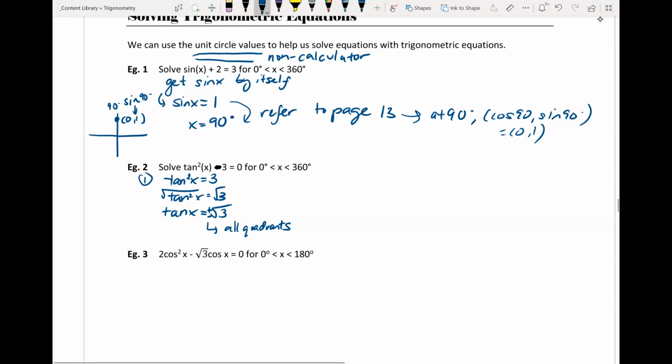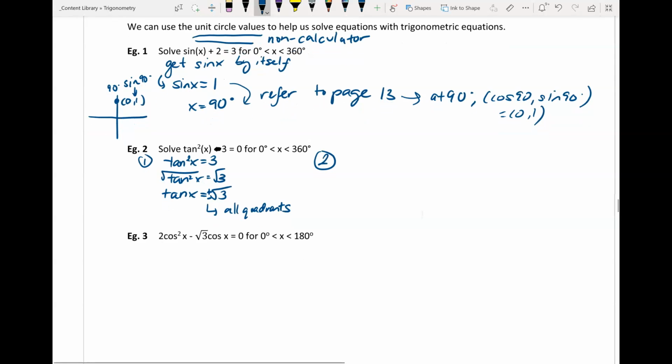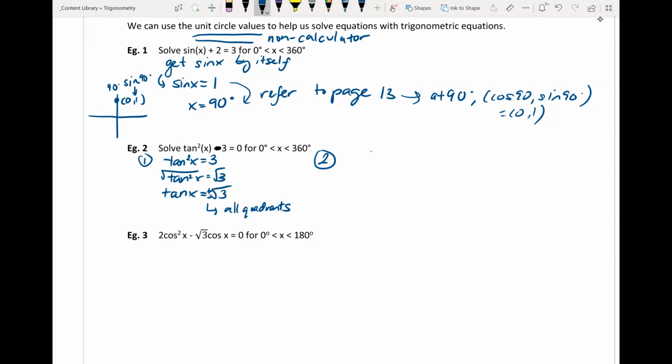Now I want to find the exact value part, and I'm going to use our root 3, 2, and 1 triangle. So I'm going to go ahead and draw this. Again, hopefully by now you should have this memorized. So that's our triangle, and we're looking for the angle where we would get root 3 over 1, which is the same thing as root 3. This occurs at 60 degrees because that's opposite over adjacent. That's root 3 over 1. So our reference angle is going to be 60 degrees according to this triangle.